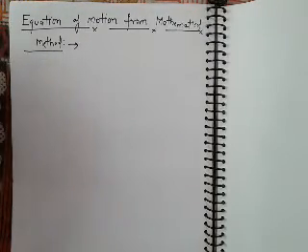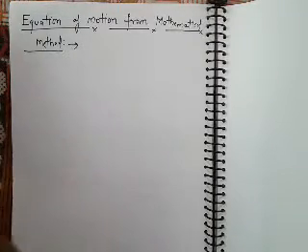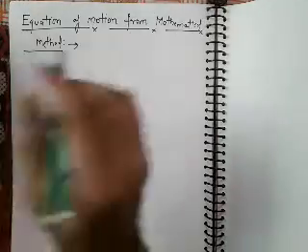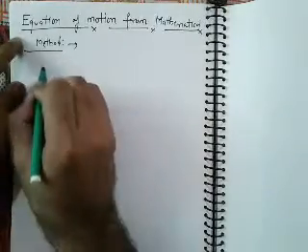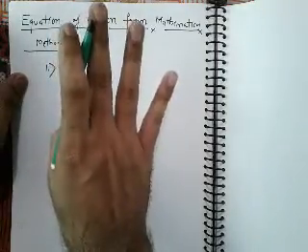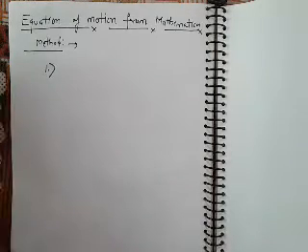Today we are going to discuss what the equations of motion are and how we are going to derive all three equations of motion. Basically, the equations of motion are the relationship between four physical quantities: velocity, acceleration, time and displacement.